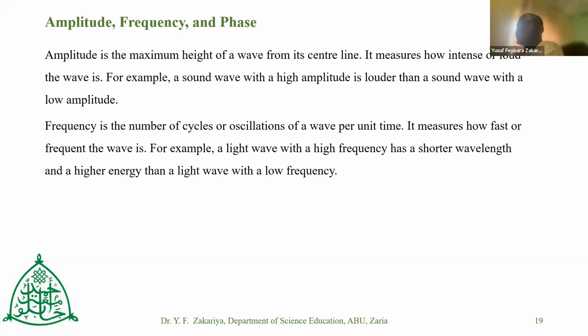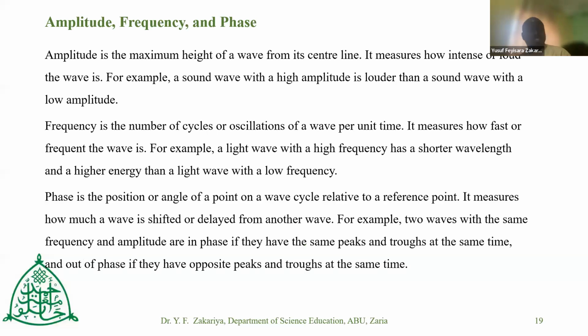And for the frequency, it is about the number of cycles or oscillations of a wave per unit time. It measures how fast or frequent the wave is. Remember, amplitude is how loud, but frequency is how fast. For example, a light wave with a high frequency has a shorter wavelength and higher energy than a light wave with low frequency. Okay. All right. Let's talk about the phase angle.